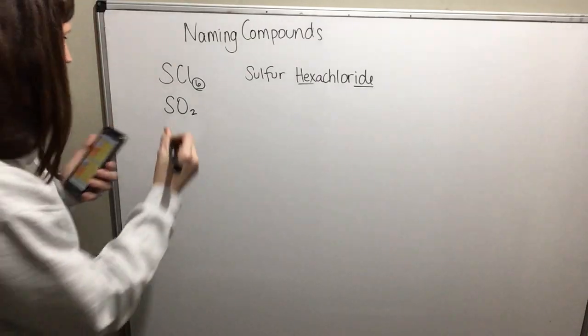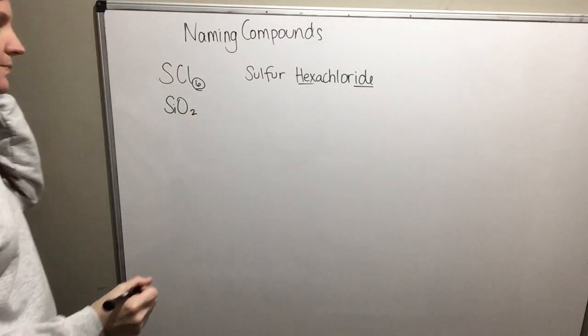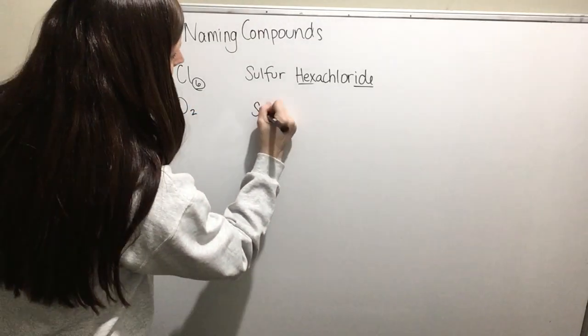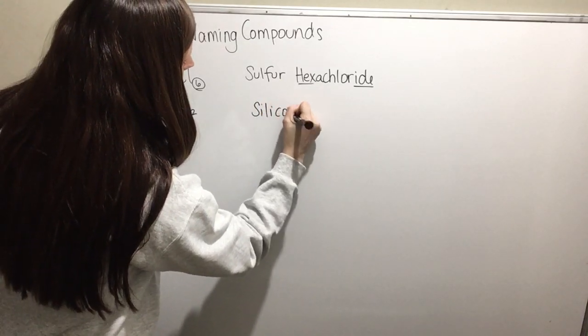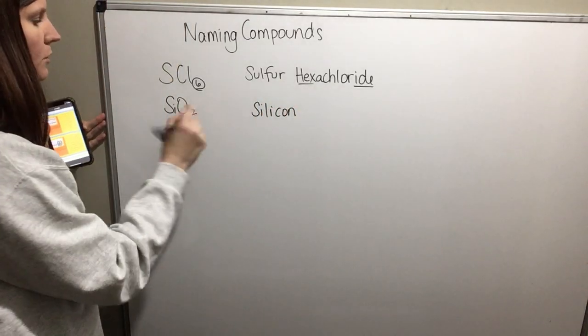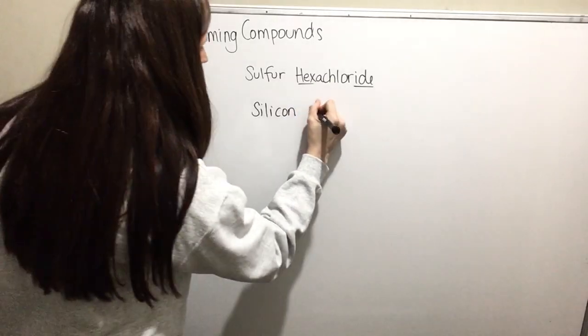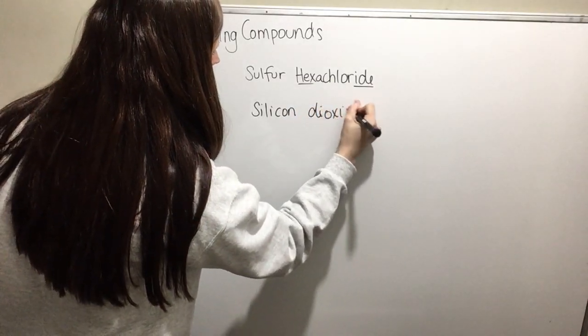The next one is SiO2. So Si is silicon, and then O2, there's 2 of these. The prefix is dioxide.